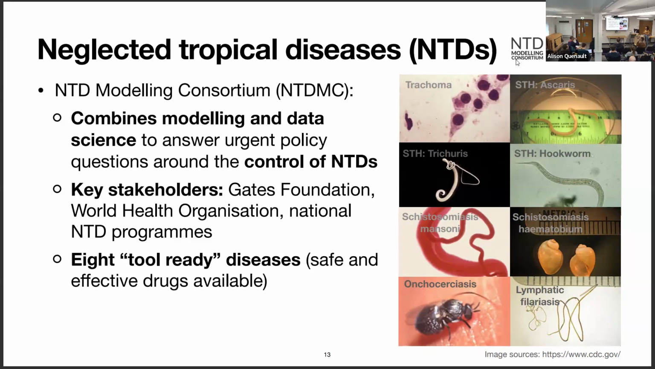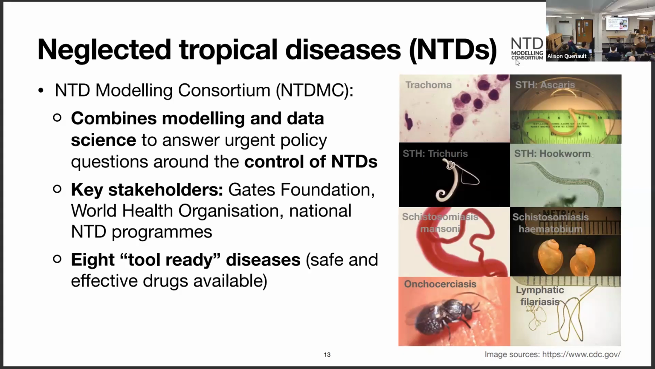Yeah, so the NTD Consortium, we were funded to work on 8 tool-ready diseases. So these are diseases where there are safe drugs that you can just go out into a community and treat everyone, regardless of whether they're infected or not. And you do this at repeated intervals. This is quite an effective measure of reducing the prevalence of these diseases. So yeah, the 8 diseases that we focused on are on the right here.